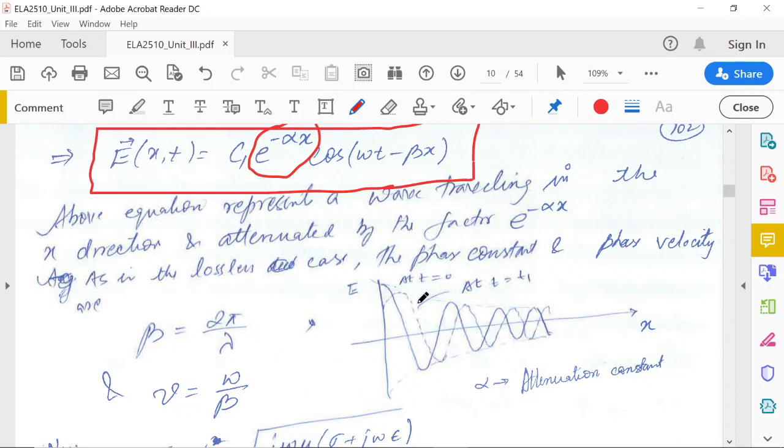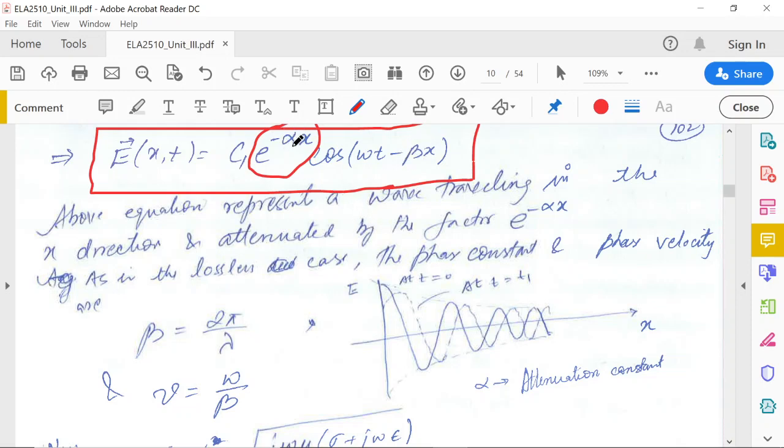Similarly, as t passes, this wave will look like it is shifted in the right direction, and it seems to be propagating in the x direction. This is a similar case, only the difference is that now the wave will be attenuated as it passes through space. At a different point, you will get a different peak value. If it is a maximum value here, then as you pass through this x distance, at a later space point you will have a much smaller value. So this is attenuated by the factor e to the power minus alpha x. That's why alpha is called the attenuation factor and beta is called the phase constant.